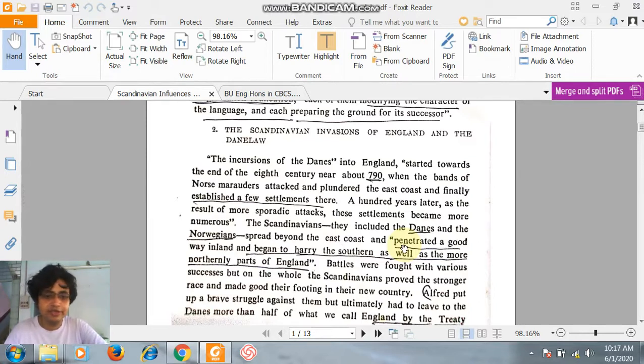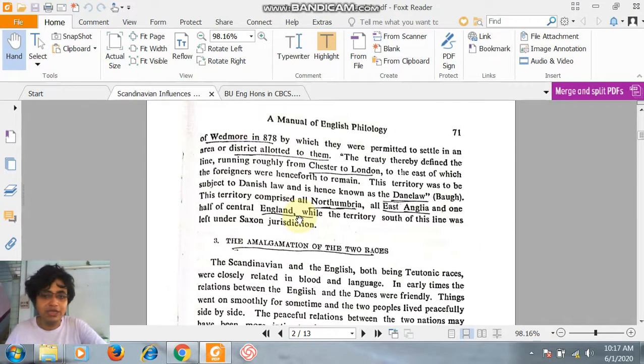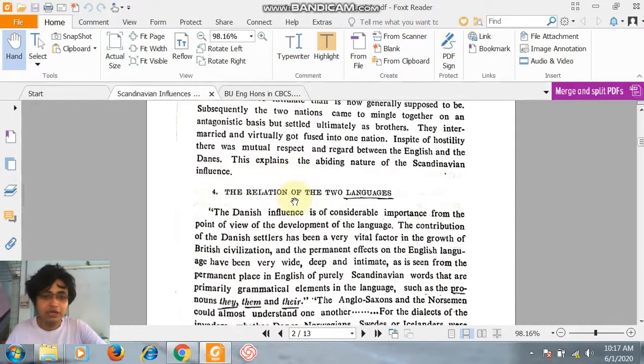100 years later, as the result of more sporadic attacks, these settlements became more numerous. The Danes and the Norwegians spread beyond the east coast and penetrated a good way inland and began to harry the southern as well as the more northerly parts of England. And then again, as I've said, the Treaty of Wedmore, signed in 878, defined the running line roughly from Chester to London, to the east of which the foreigners were henceforth to remain. And this territory was to be subject to the Danish law and hence known as the Danelaw.